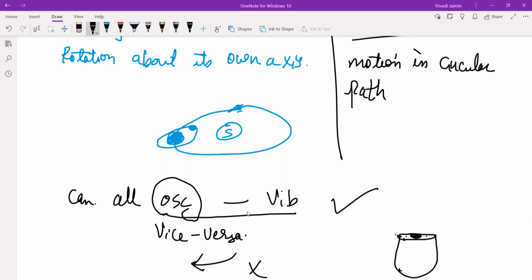Okay, first, sir, tell me. Even me, sir, I'm not convinced. Okay, let's say, what is oscillatory then? First, just give me a term. What is oscillatory? To and fro motion about a mean position. Okay, to and fro motion about its mean position. And what is vibratory? Rapid to and fro motion about its mean position. Yes, sir. Rapid to and fro motion.